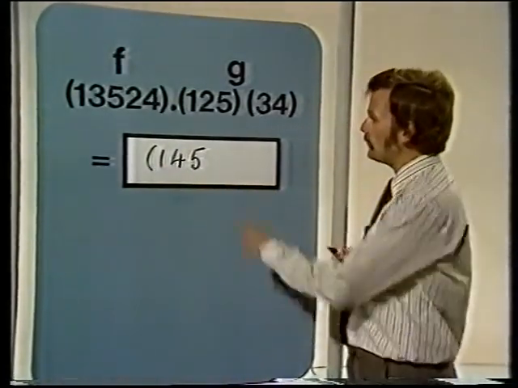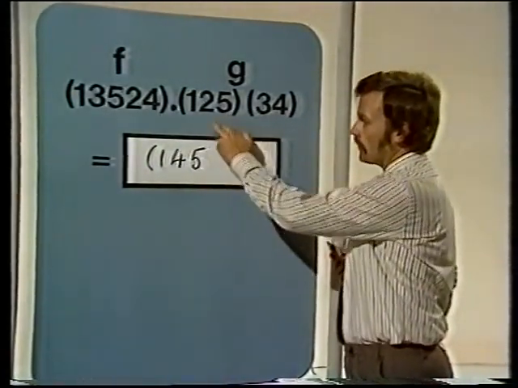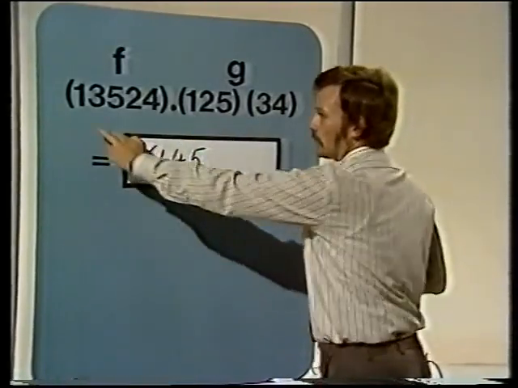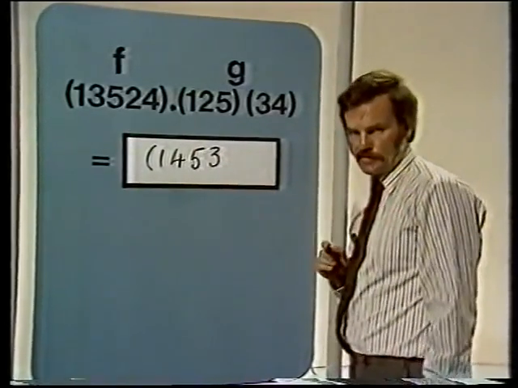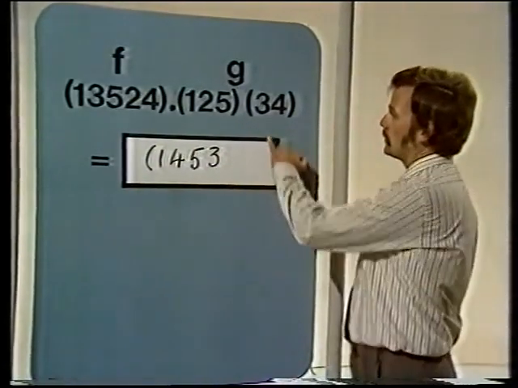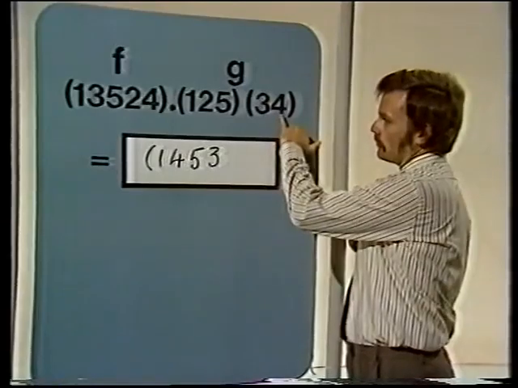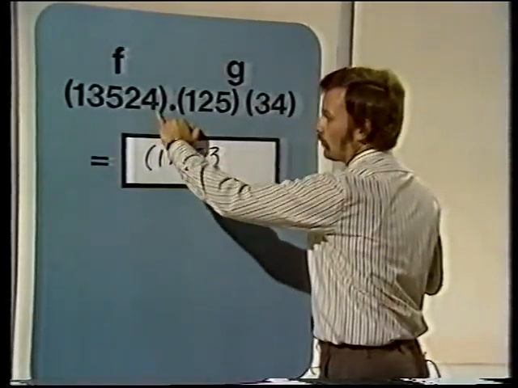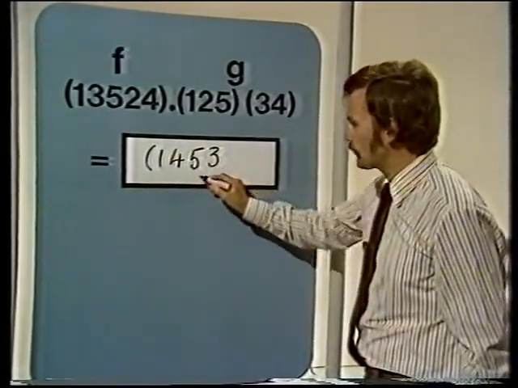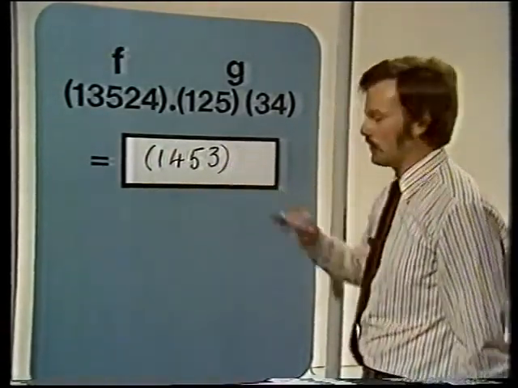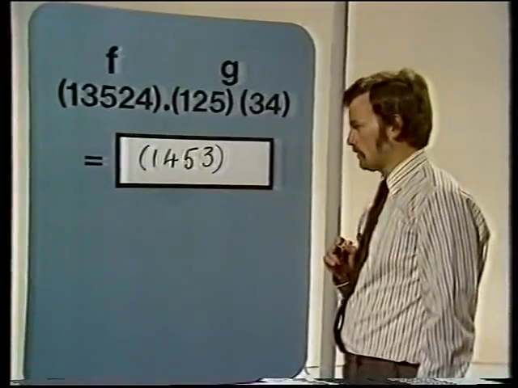Now what happens to 5? Under G, 5 goes to 1. Under F, 1 goes to 3. So in the product, 5 goes to 3. What about 3? Under G, 3 goes to 4. Under F, 4 goes to 1. That's completed the cycle. 3 comes back to 1. And there we've got a 4-cycle.